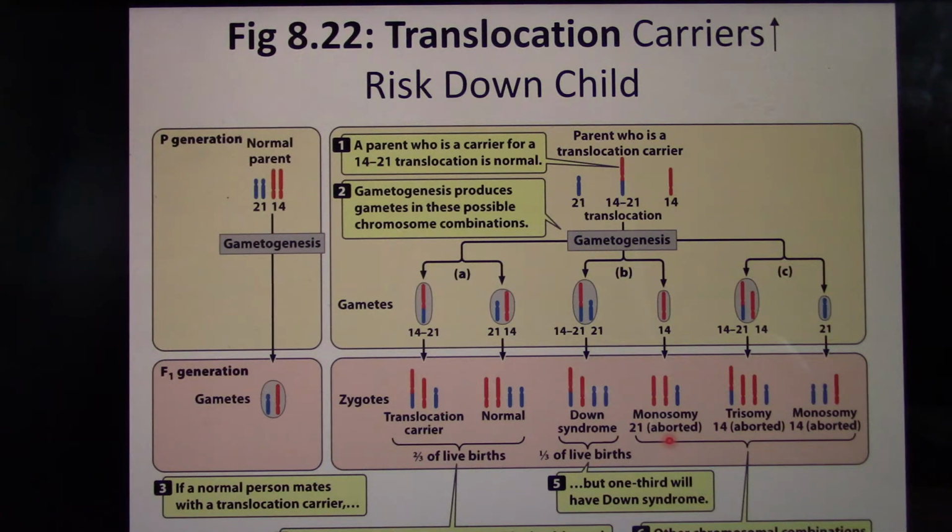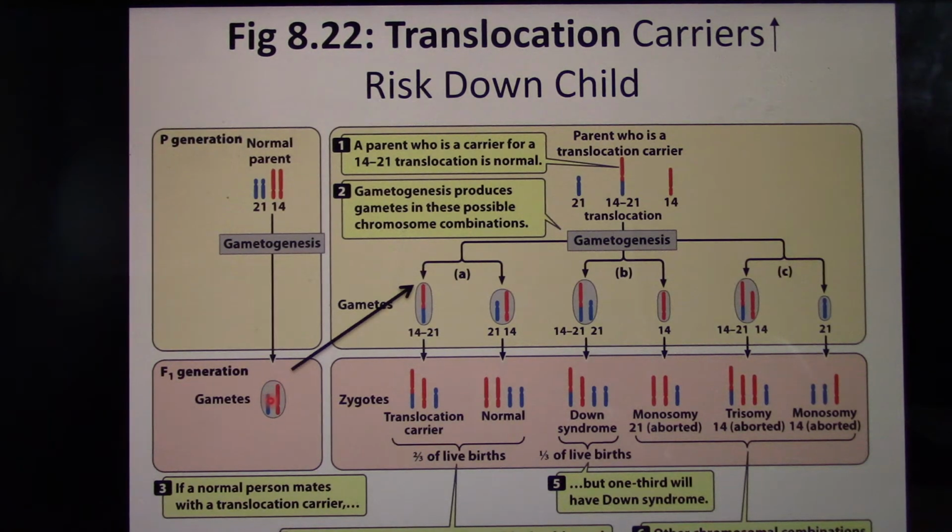They're going to be aborted in early embryogenesis. So if you have too few, like monosomy, or too many, like trisomy, copies of chromosome 14, so we've got 1, 2, 3 copies of 14 here, only 1 copy of chromosome 21 here, these are going to be zygotes that are going to be non-viable.